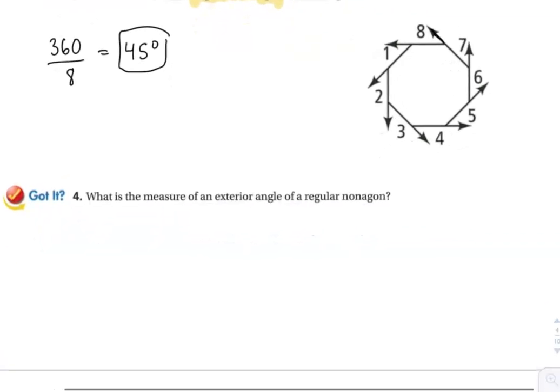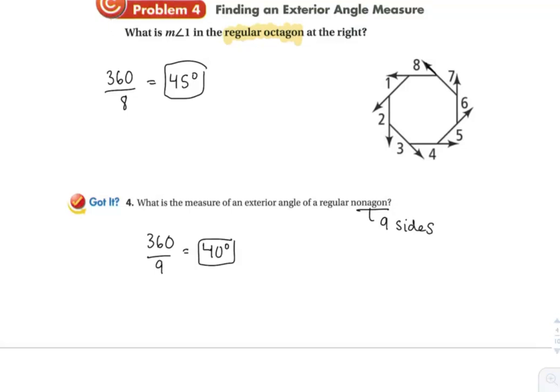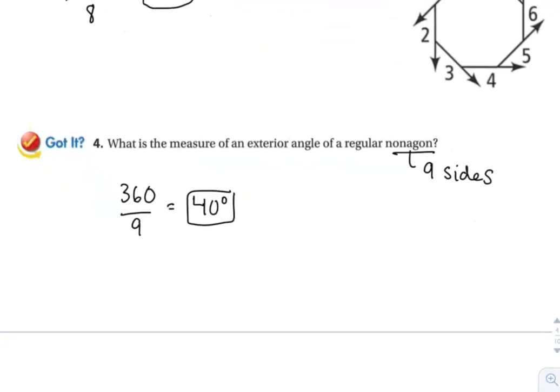That looks like a reasonable answer. All right, you guys pause the video and try number 4. A nonagon, I will tell you guys, has 9 sides. Try it, and then we'll check it. All right, not much to this, guys. So we know it's always going to be 360, the sum of the exterior angles, right? So just divide it by 9 this time, you get 40 degrees. That's it.